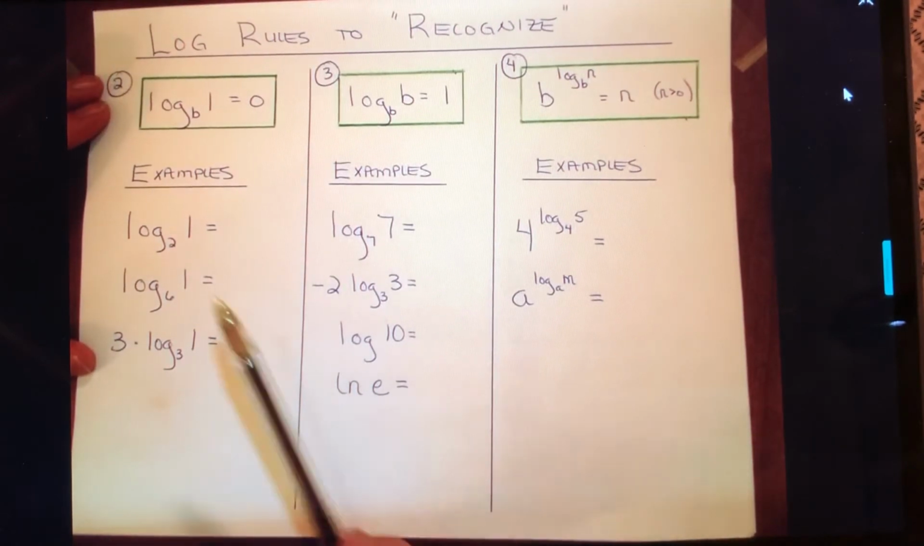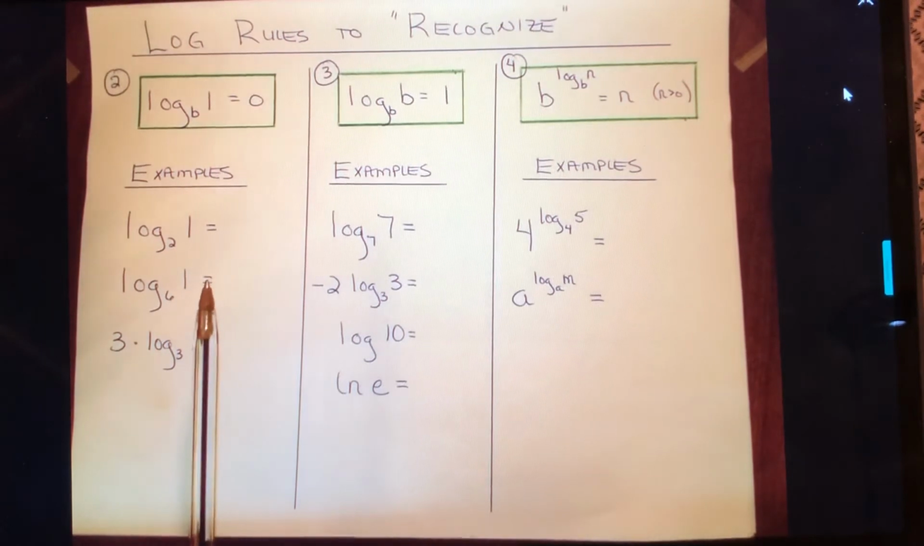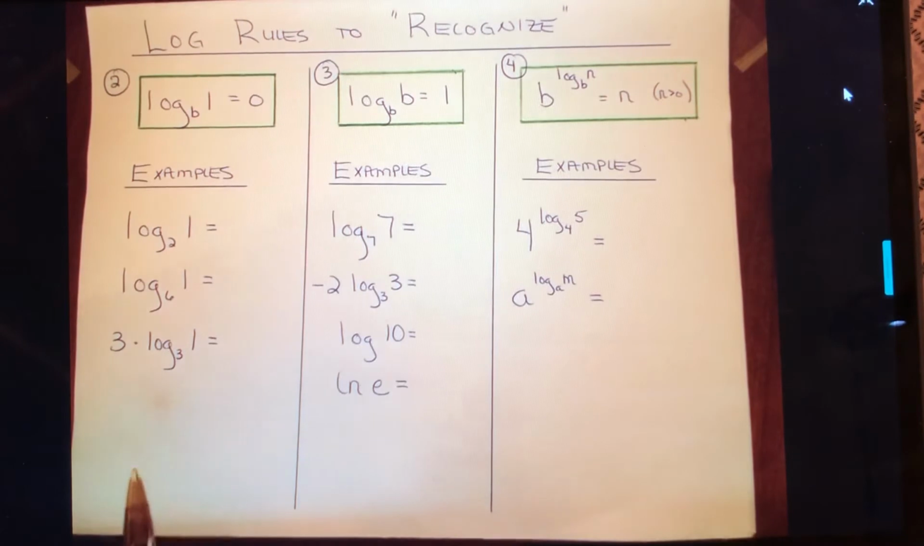The next 3 log rules were ones that I talked about that you just need to recognize. You'll be working on simplification problems where it may say simplify this or write it a different way, and you just need to recognize it and execute this step. So you should get really good at this.